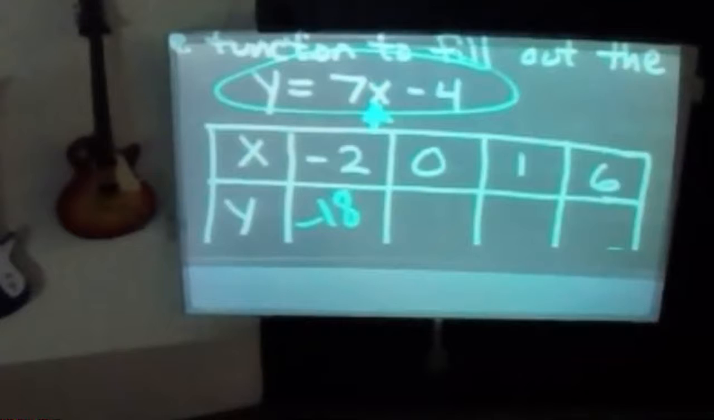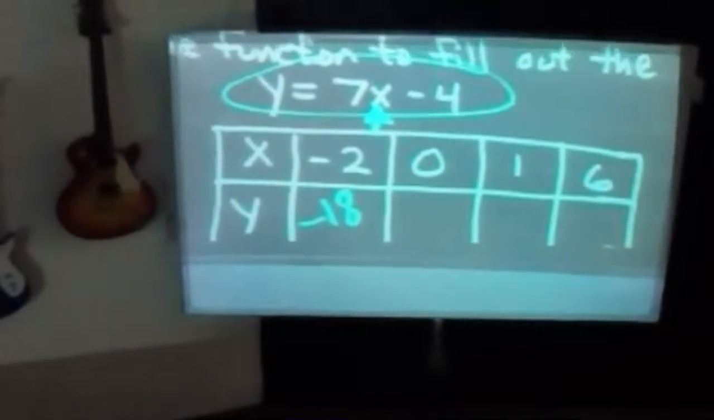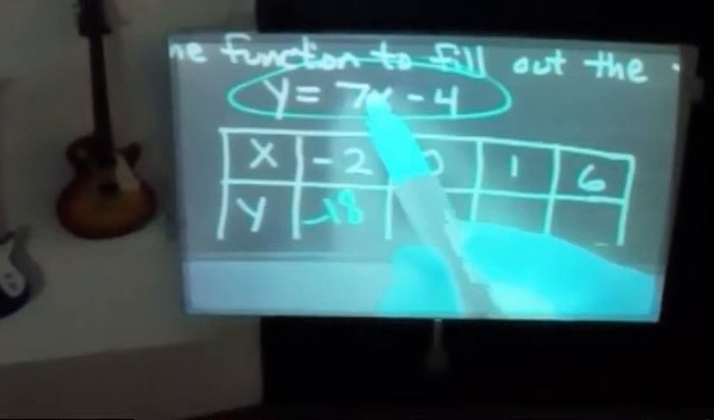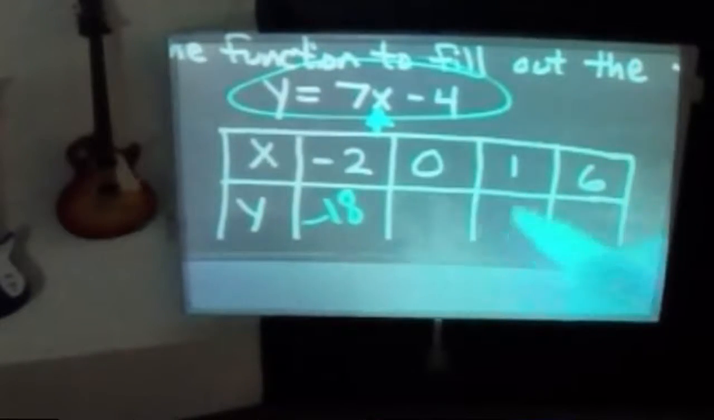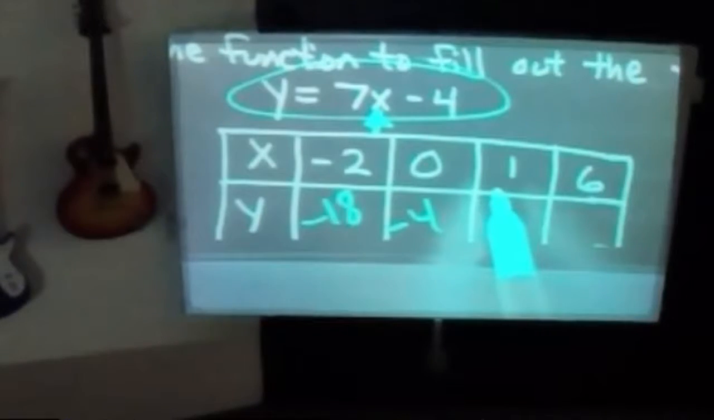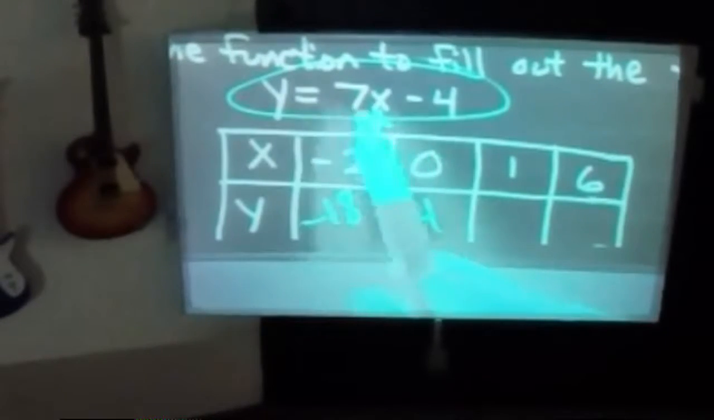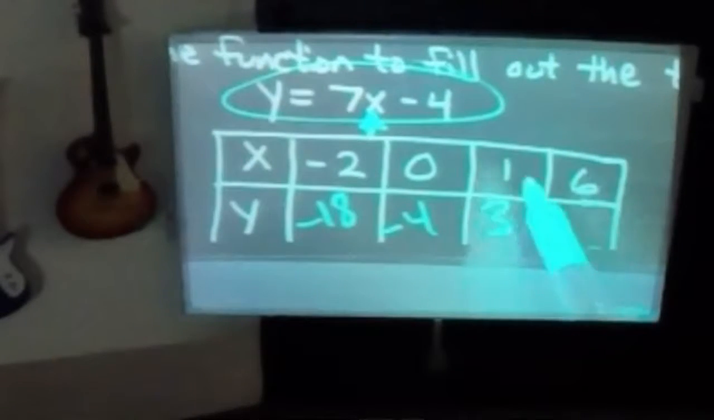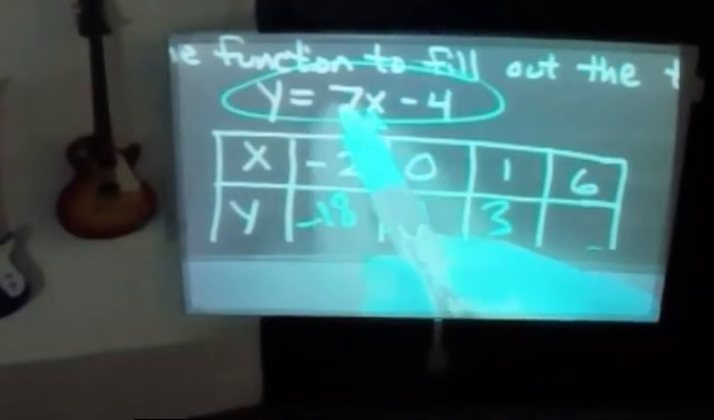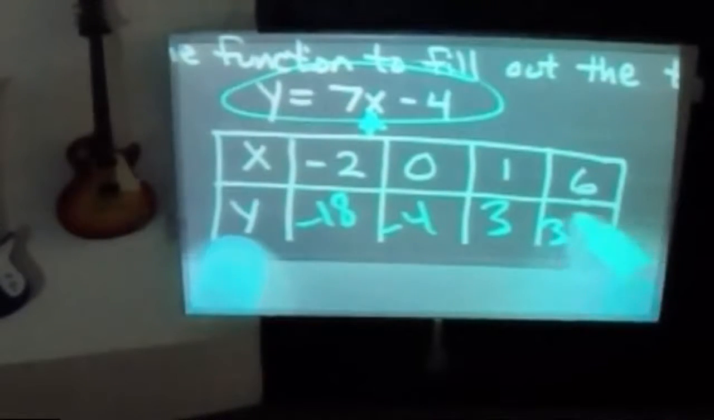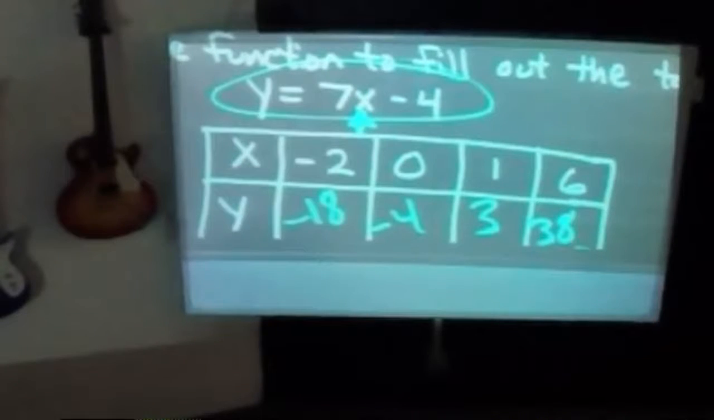All right, if we put a 0 in, now you don't even need the calculator for this. What's 7 times 0? 0. Nothing. So then subtract 4 and you get -4. Putting in a 1, let's put a 1 in the function, so 7 times 1 is 7. Take 4 away. 3. And we probably don't need a calculator for this either. 7 times 6 is 42. Take 4 away. 38. Yeah, that went kind of fast.